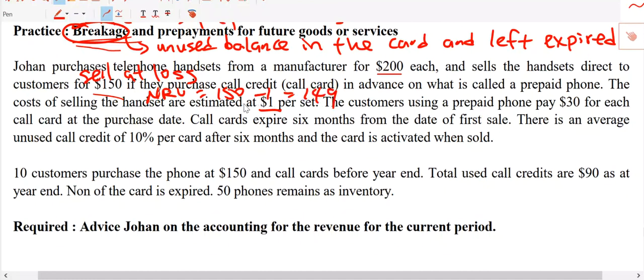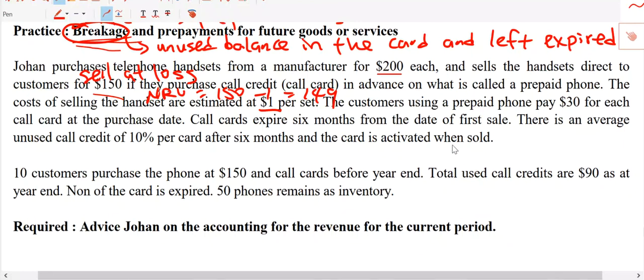So this is important for inventory valuation. Customer using a prepaid phone pays $30 for each core card. Core card expires 6 months from the date of first sale. There's an average of unused core credit of 10% per card after 6 months, and the card is activated when sold.